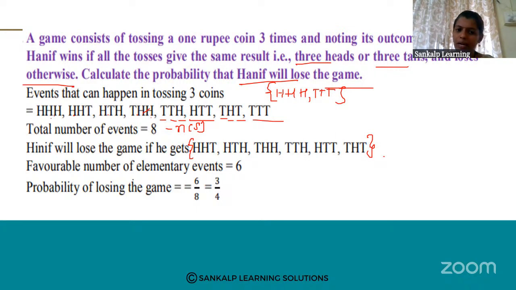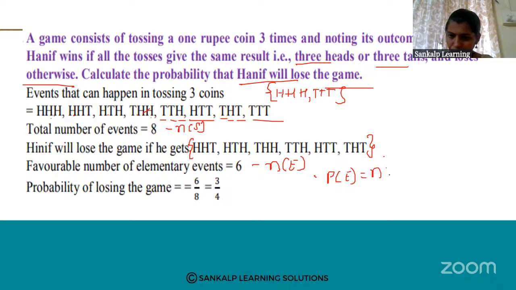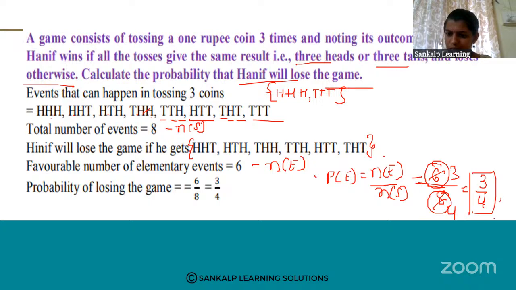So the favorable number of elementary events is 1, 2, 3, 4, 5, 6. 6 events we got. That is n of E. So the probability of losing the game is P of E equals n of E divided by n of S. Here n of E is 6, the number of favorable outcomes, divided by the total outcomes, 8. So 2 threes are 6, 2 fours are 8, so you will get 3 divided by 4. This is the probability of losing the game.